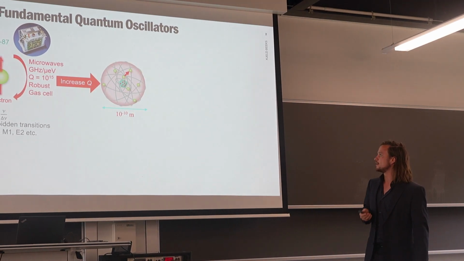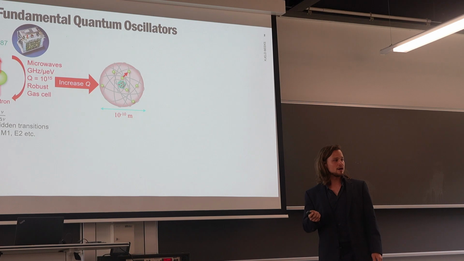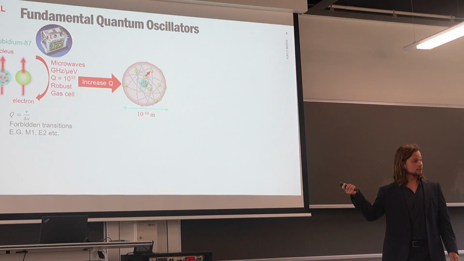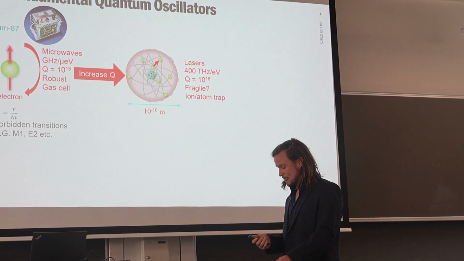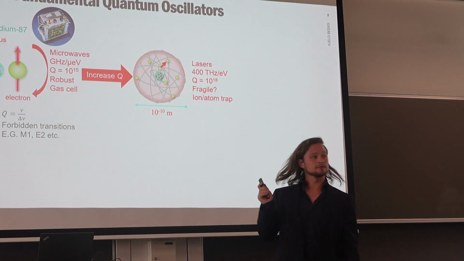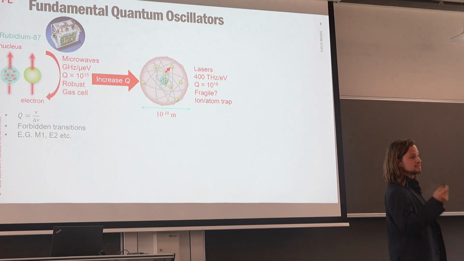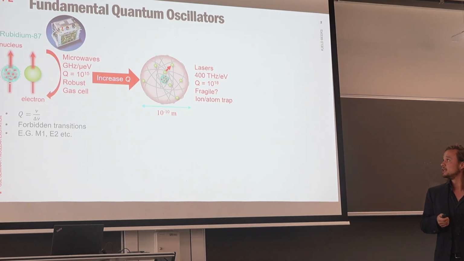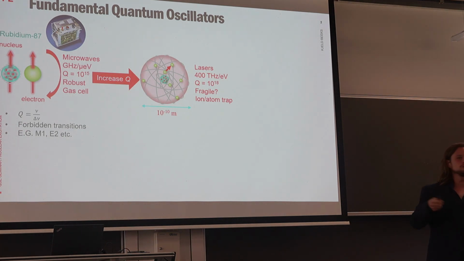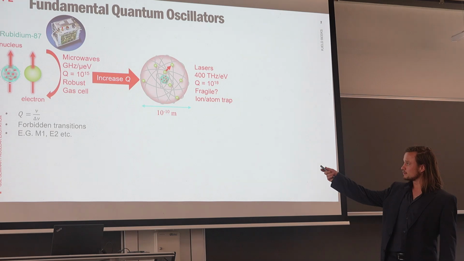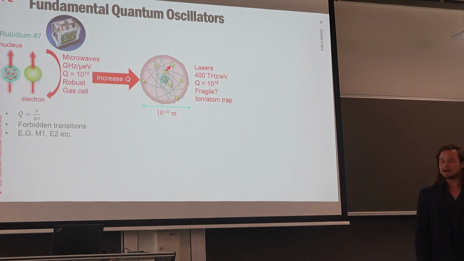So if you increase the Q factor, you would get to an atom. And then usually you would probe an electronic transition, so an excitation of an electron from one orbit to the other one. Usually we probe that with lasers, and the frequencies are in the hundreds of terahertz range, or in the electron volt range, or 1,000 to 300 nanometers or so. The Q factor, as you can see, increases by several orders of magnitude.